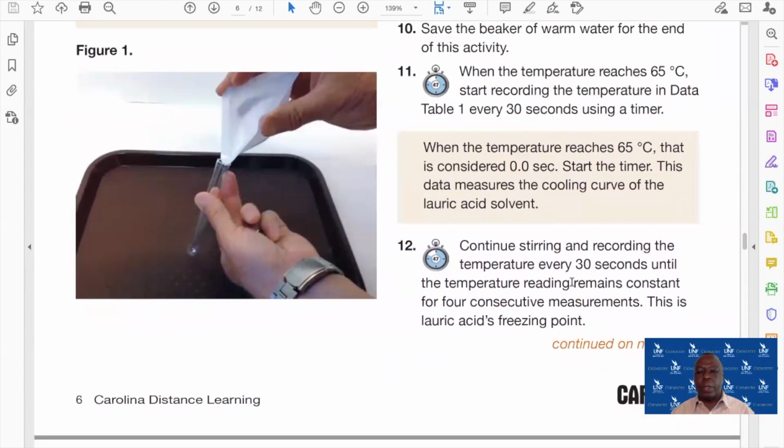This is what I was looking for. Continue recording the temperature every 30 seconds until the temperature readings remain constant 4 times. That is the freezing point. It will flatten out; it will come down.